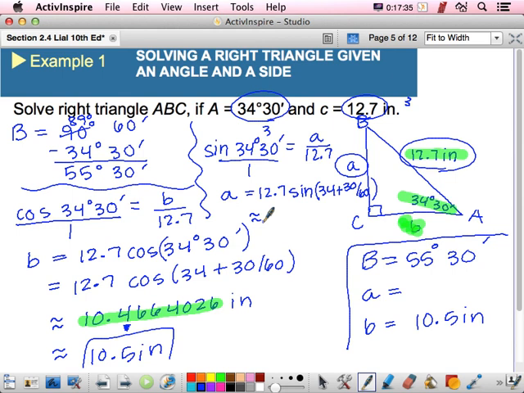7.1. That's only one significant digit. That's only two. 7.19. 7.19 inches. Now that we know all of the missing things, we are finished with this problem. I'm going to stop it there because we are already way too many minutes in.